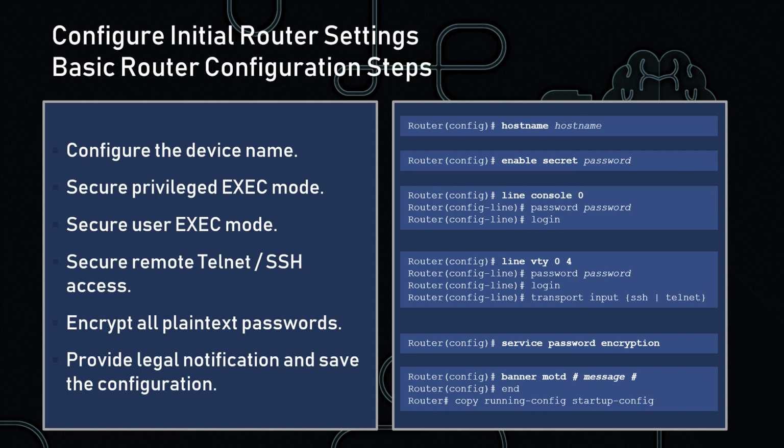And then service password-encryption, banner MOTD. The pound signs here are what they call delimiters. There's a number of different characters you could use, but pound is just the easiest one to use. And then we type in end to go back to standard privileged exec, and then we'll do copy running-config startup-config, or "copy run start."